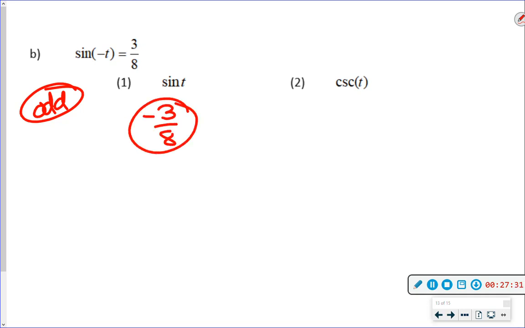Now, I don't have cosecant written up here. I mean, I can write it for you. Cosecant would be 8/3, which is odd, so I need the opposite of positive 8/3. Yeah, negative 8/3.